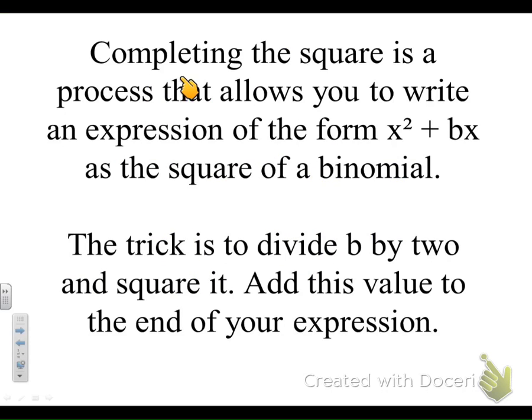So here's what it is. It's a process that allows you to write the expression of the form x squared plus bx as a square of a binomial. So we can find immediately what the vertex is. The trick or the algorithm is we're going to take this b, divide it by 2, and then square it. We're going to add this value to the end of the expression to figure out how to complete a square.